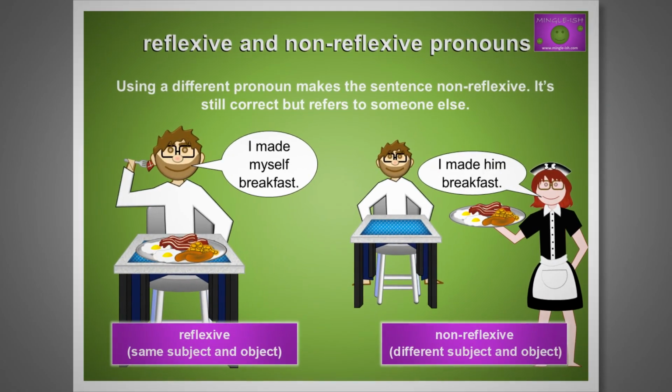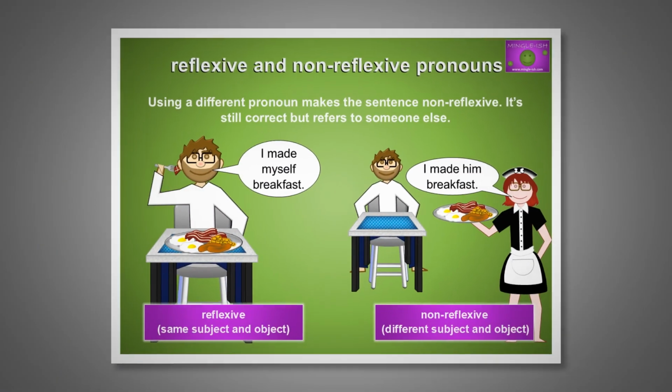Using a different pronoun makes the sentence non-reflexive. It's still correct, but refers to someone else. For example, I made myself breakfast is reflexive as the subject and object are the same. However, I made him breakfast is non-reflexive as the subject and object are different.